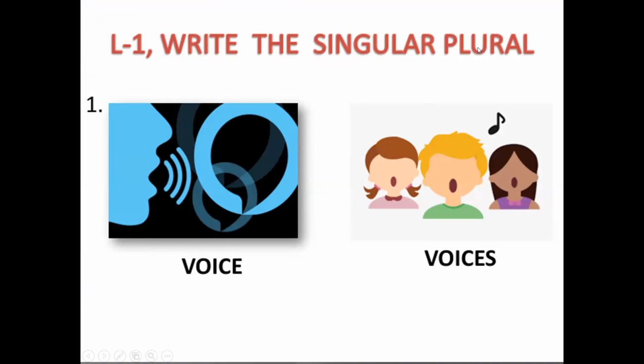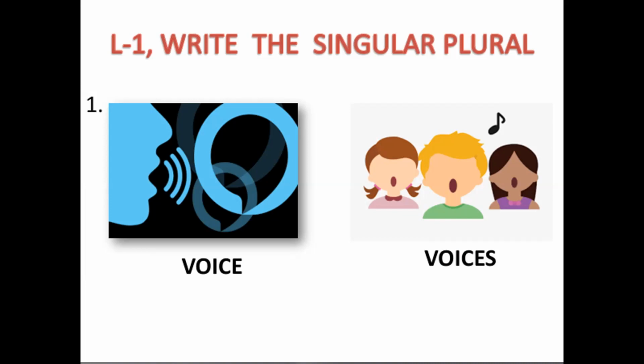Singular plural. Singular means one. Plural means more than one. Singular yani one. Plural yani many. Example. Pencil. One pencil. Here there are five pencils. So I say pencils. Pencil, pencils. Book, one book, many books.